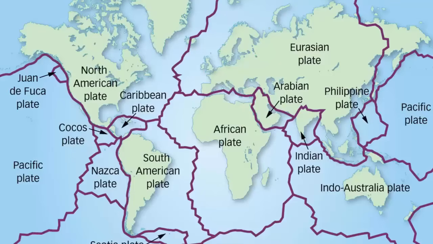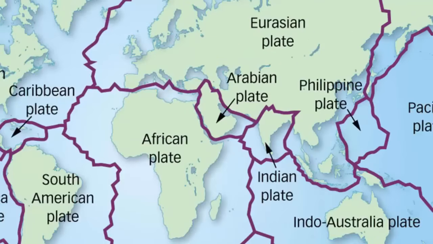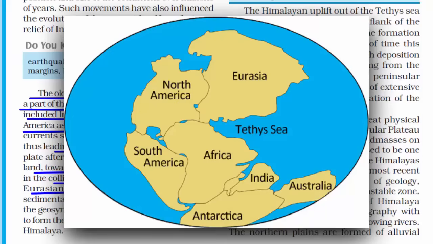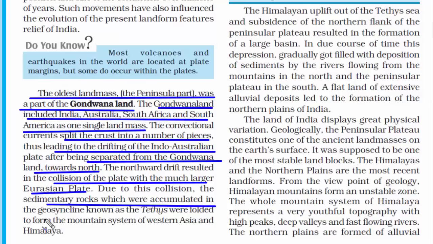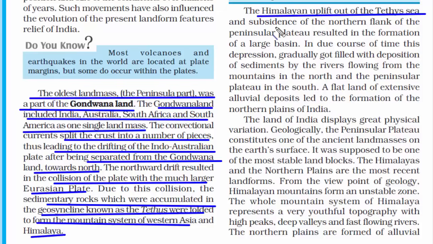And then what happened? It collided with the plate which is much larger, which is also called the Eurasian plate. So before this collision there was all water in between the Indian plate and the Eurasian plate. And this water body was named the Tethys Sea. So all the sedimentary rocks which were there at the bottom of the sea started folding up. As a result, Himalaya was born. And that's why you'll see the land is uplifted in northern India.